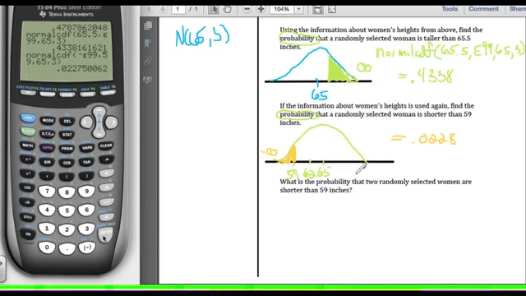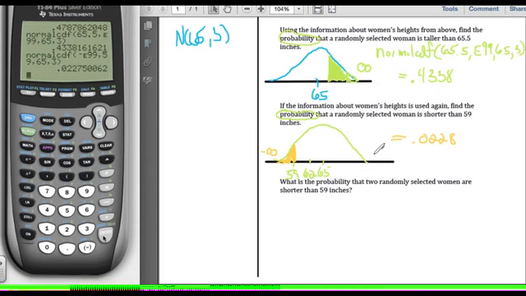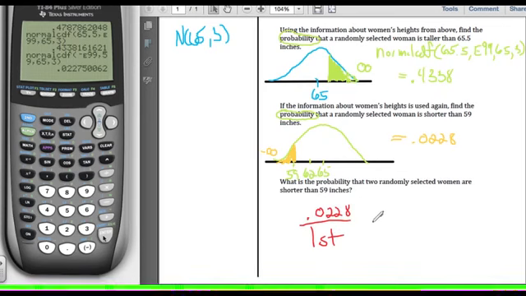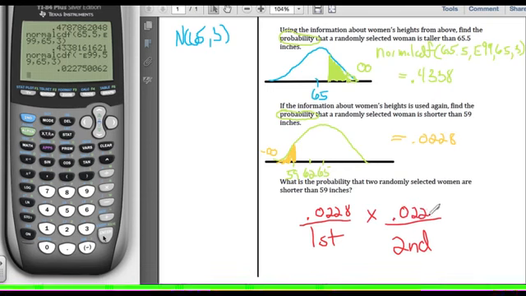Final question to wrap this video up. What is the probability that 2 randomly selected women are shorter than 59 inches? Well, I just found the probability that 1 woman is shorter than 59 inches. So the probability that the first woman is shorter than 59 inches is 0.0228 times the probability that the second woman is also shorter than 59 inches, which is also 0.0228. We're assuming independence, that this woman's height has no effect on this woman's height. This woman doesn't make the second woman taller or shorter.